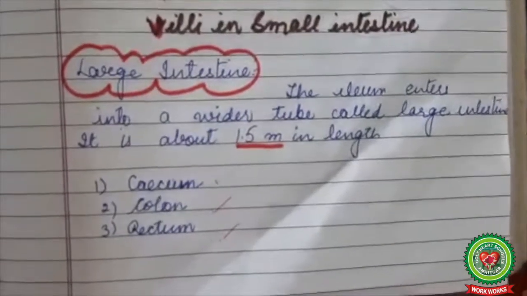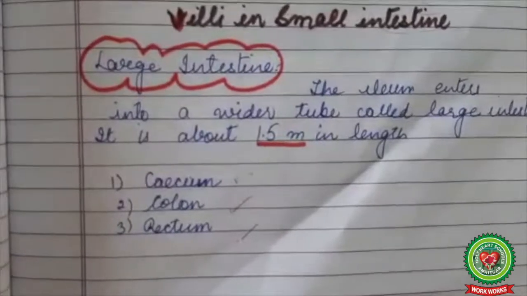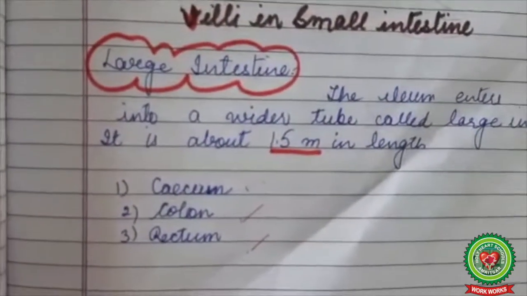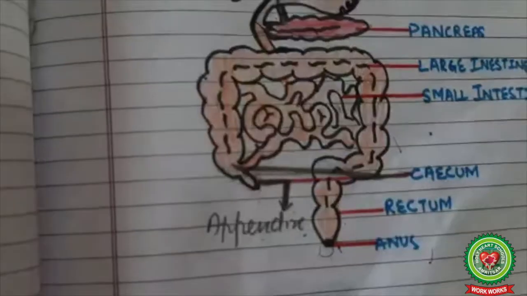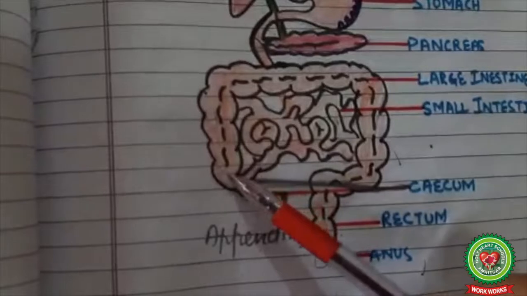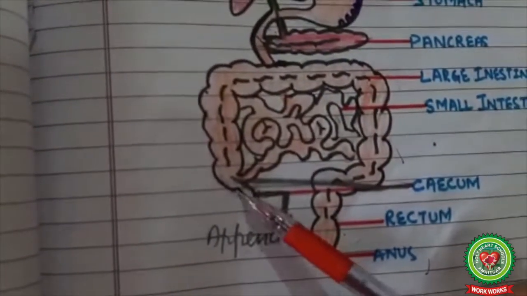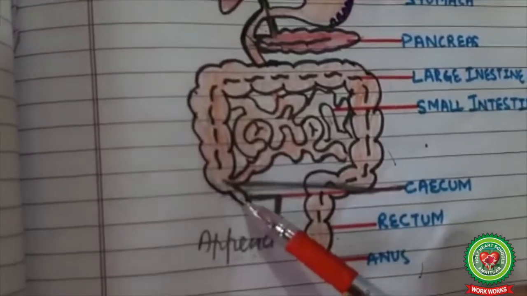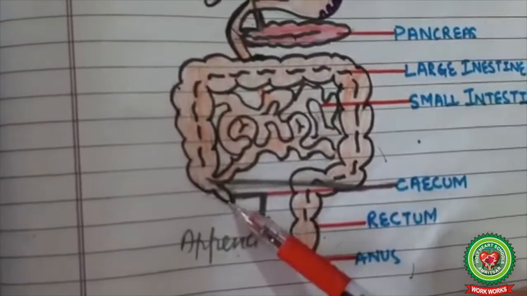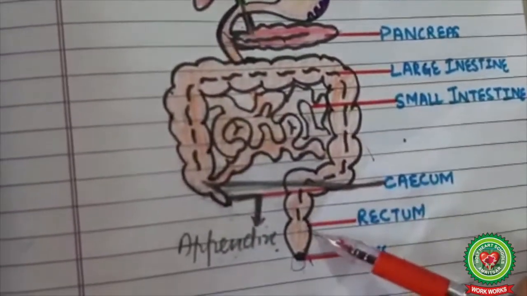Now, next is the large intestine. The ileum enters into a wider tube called the large intestine, which is about 1.5 meters in length. It has three parts: cecum, colon, and rectum. This blind sac-like structure is called the cecum. At the base of the cecum, there is a worm-like structure. This is called the vermiform appendix. It is a vestigial organ which can be removed by surgical methods. This is the colon, and the last is the rectum.